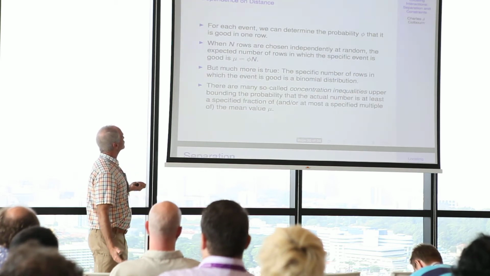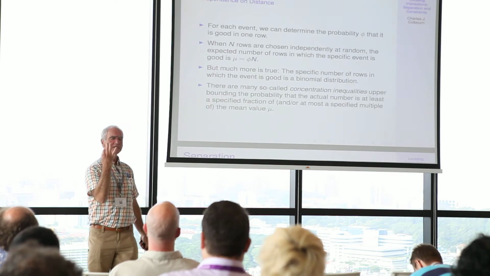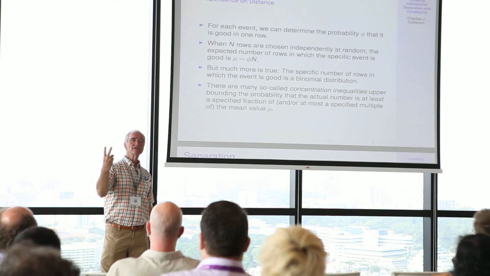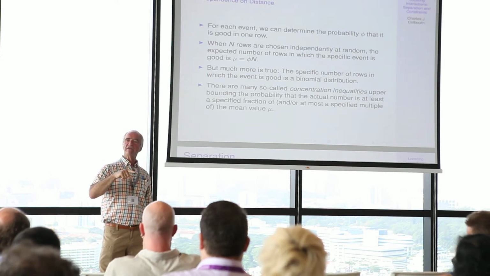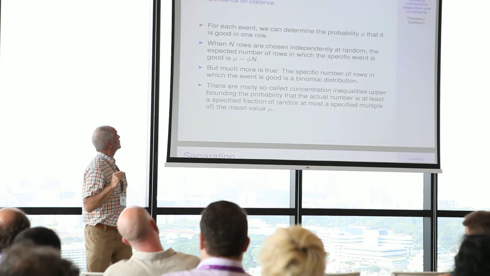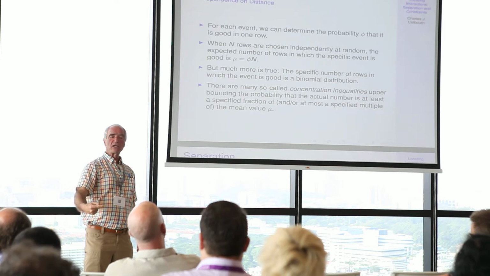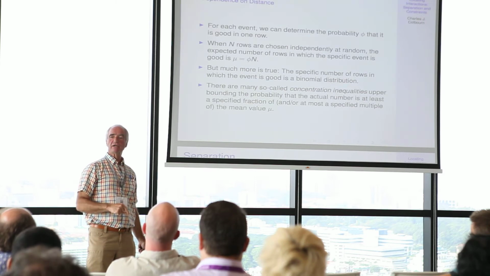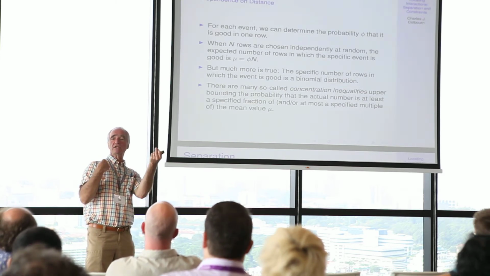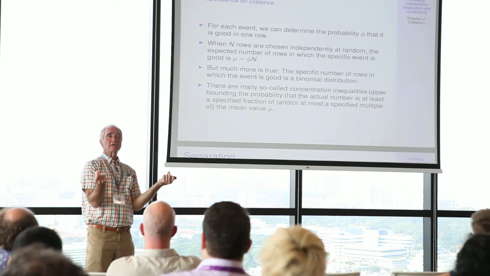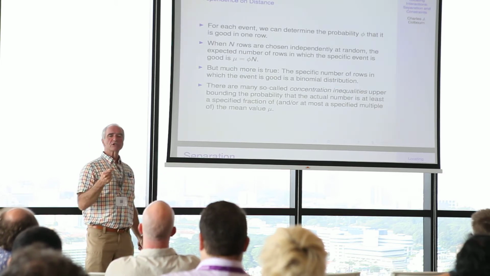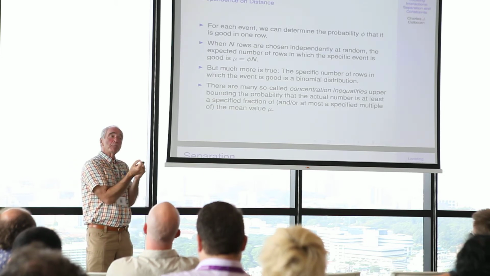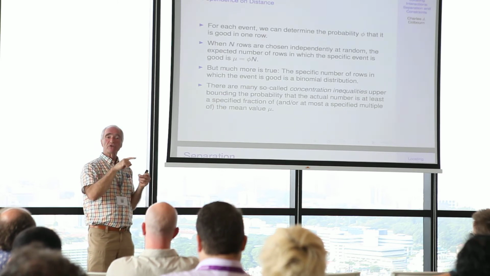But a much more natural way to get at this is to think of it in the following way. Think about a particular row. Think about a particular event. You can calculate the probability that that event is good in that row. Now, if I have capital N rows, how many rows do I expect that event to be good in? Well, it's exactly the probability that it's good times the number of rows. So it's just p times N. But in fact, something much more than that is true. This is a binomial process. The number of rows in which it's good is a binomial distribution.